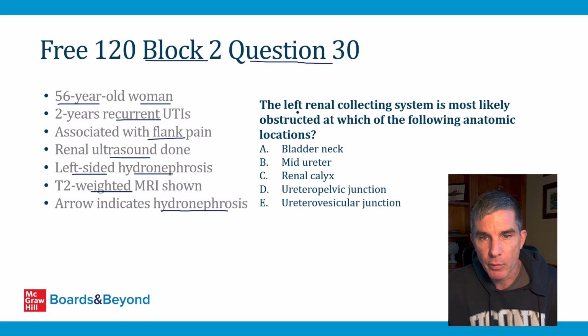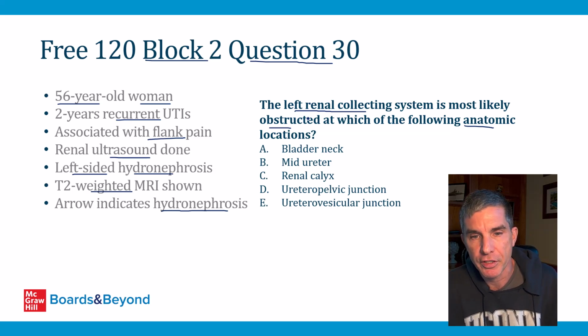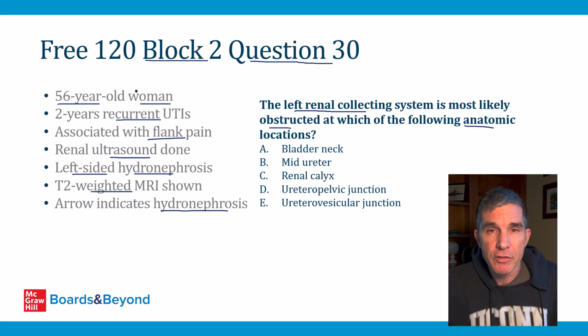And based on this, what they want to know is the left renal collecting system is most likely obstructed at which of the following anatomic locations? And they give us 5 answer choices, which you can read yourselves. Okay, guys, so this woman has recurrent UTIs, and her imaging findings show hydronephrosis. That means there's some obstruction to urinary flow, and that's what's led to her recurrent UTIs.